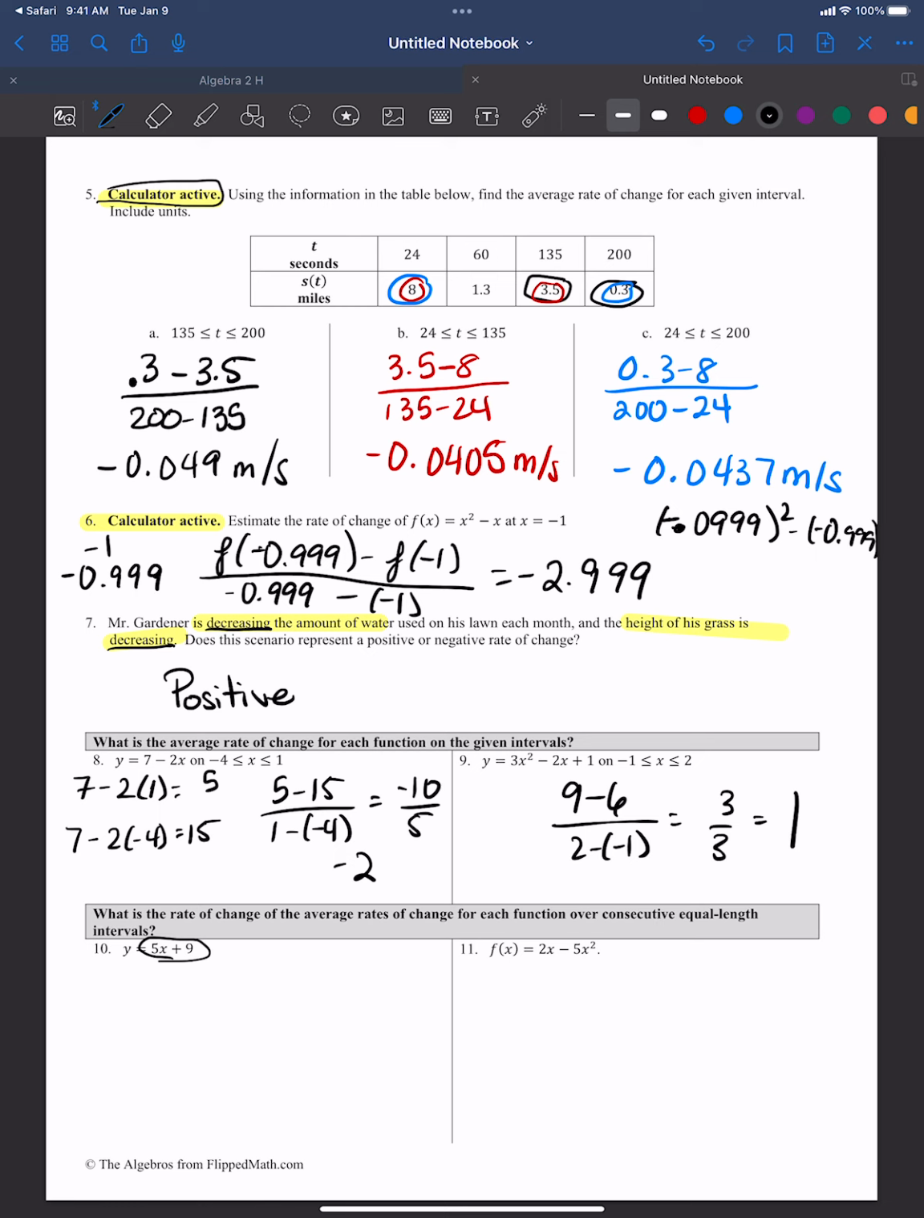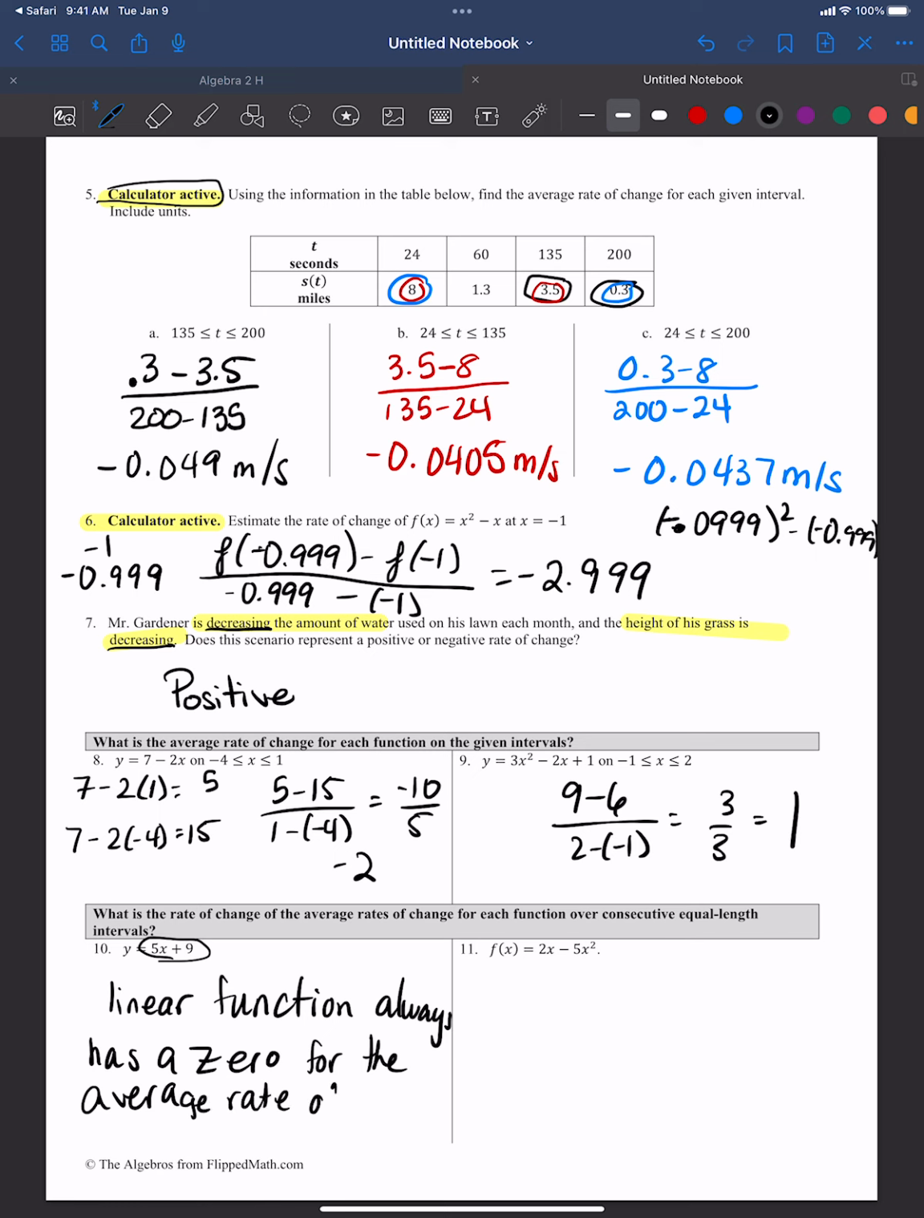So what's happening is that the linear function always has a 0 for the average rate of change of the rates of change. The key point here is to remember that a linear function is more constant, right?